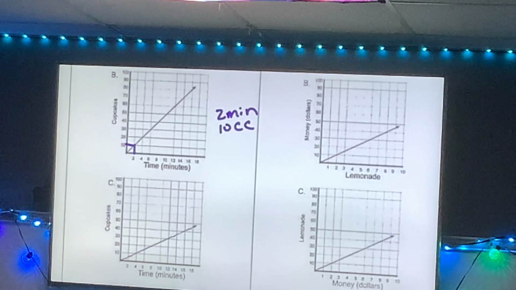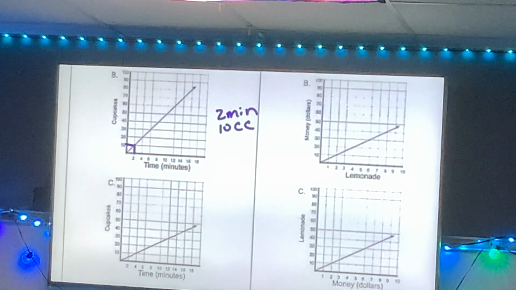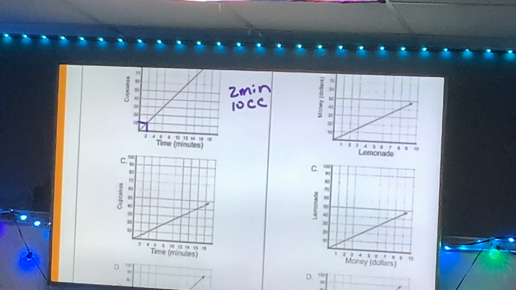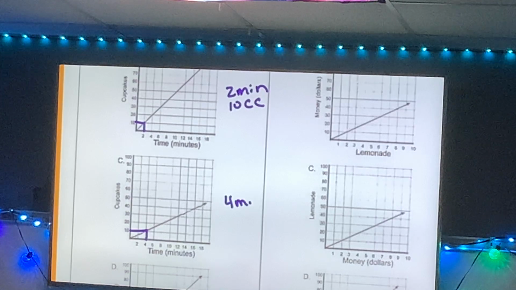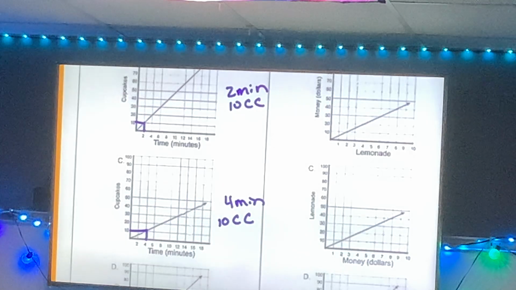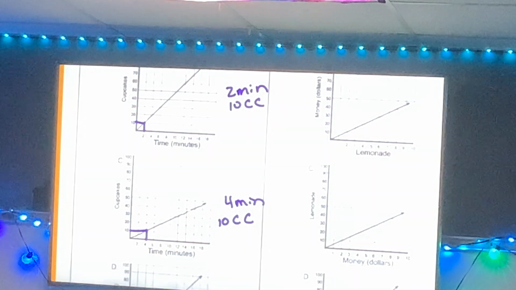Okay, my time. I can't tell where 2 is. Do you see it's not a pretty point? So I'm gonna go to 4, up and over. So 4 minutes is 10 cupcakes. Is that what I'm looking for? Yes. Yes.